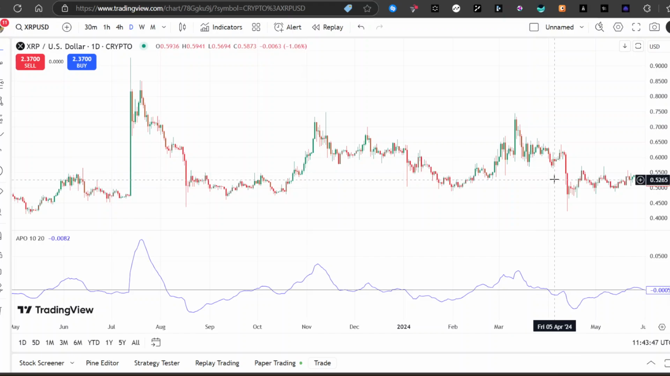So how does it work? Well, the APO subtracts one moving average from another. Typically, the fast moving average is subtracted from the slow moving average. The result is a line.